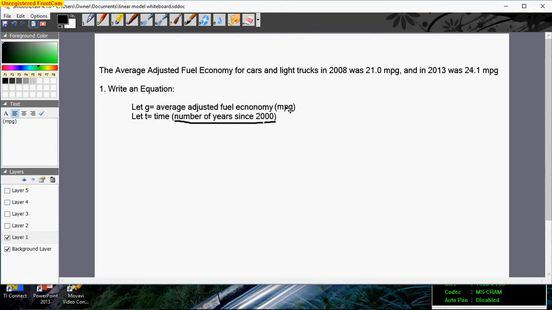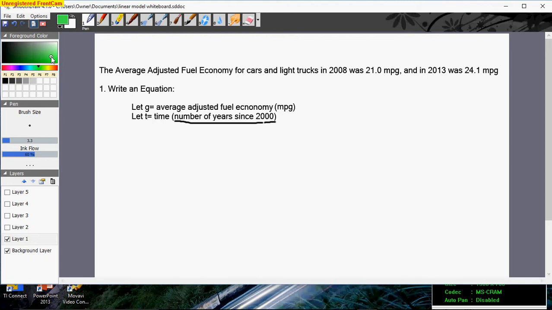Okay, we have our scenario, we have our question, and we have our variables. So, what do we need to do now? Well, when you're dealing with linear models, you are going to start off with your slope, with your points, and to get points, you have to look back to the scenario we were given. We're going to get our points from the numbers 2008, 21, 2013, and 24.1.